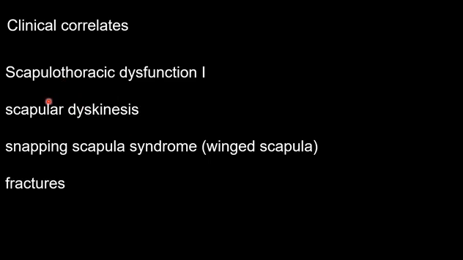Okay. So we also have what we call the snapping scapular syndrome or what we call the winged scapula. You've seen some people whose scapula seems to be protruding outward even when they are standing in anatomical position. Okay, they're not making any movement, but their scapula is protruding backwards as if it's coming out from their back. That's what we call the snapping scapular syndrome.